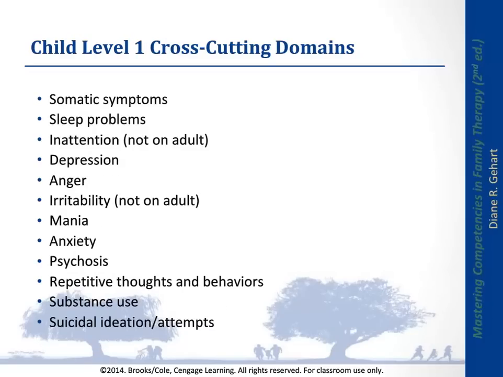So for the child level cross-cutting symptom domains, you have somatic symptoms, sleep, inattention, which is not on the adult, depression, anger and irritability, which is not on the adult, mania, anxiety, psychosis, repetitive thoughts and behaviors, substance use, and suicidal ideation and attempts. So these are the general domains of functioning, and of course there are different instruments for children versus adults.